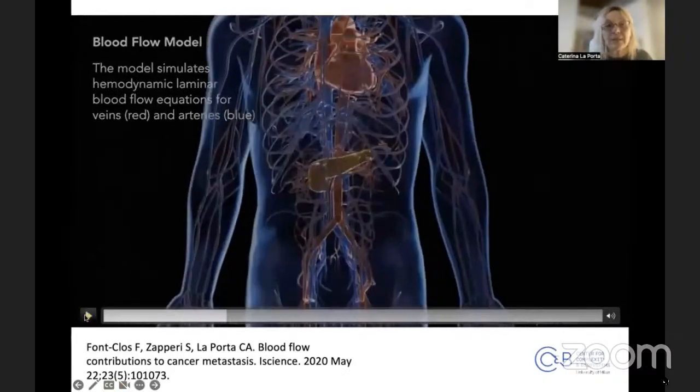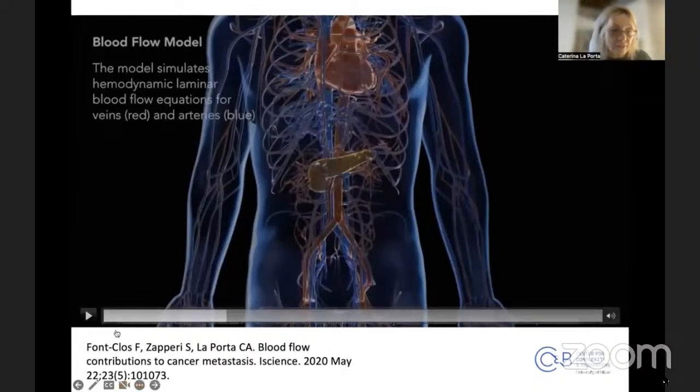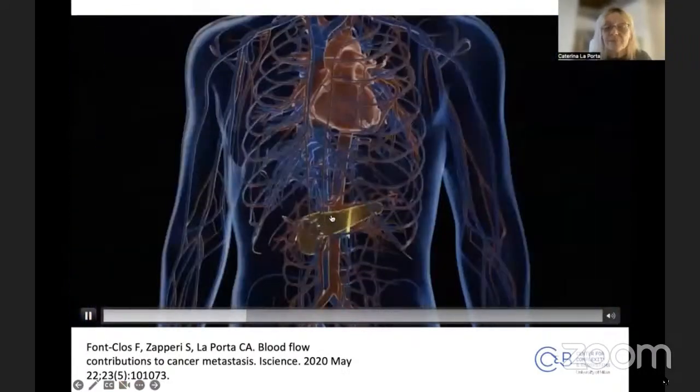And we also recapitulated the blood flow models. The model simulates hemodynamic laminar blood flow equations. Sorry, veins are in blue and arteries are in red. So we recapitulated the structures and also the hemodynamic laminar blood flow, completely the physics of the blood flow system. Regarding the adhesion properties, they were always the same. We didn't change them.